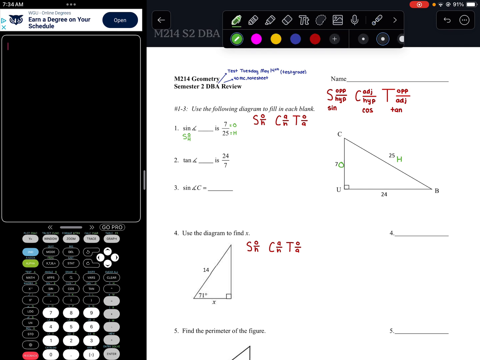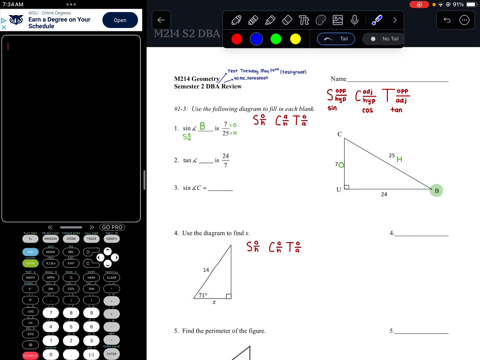I am going to tell you what does not make this true. C. Why? Because 7 is not opposite to C. Instead, 7 is opposite to 24. So this question is helping you identify that B is the correct option. B is the correct angle because focusing on angle B, 7 is indeed the opposite side and 25 is always the hypotenuse, the side across from the right angle.